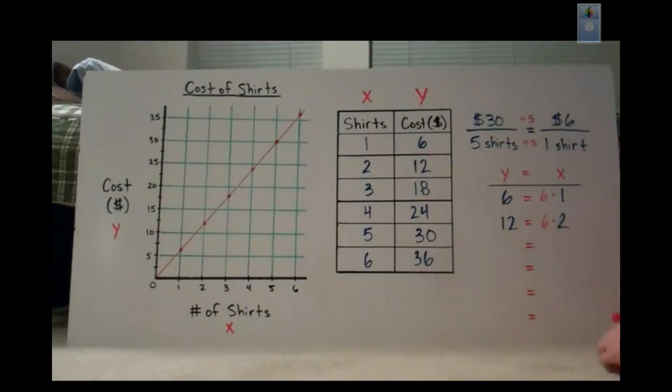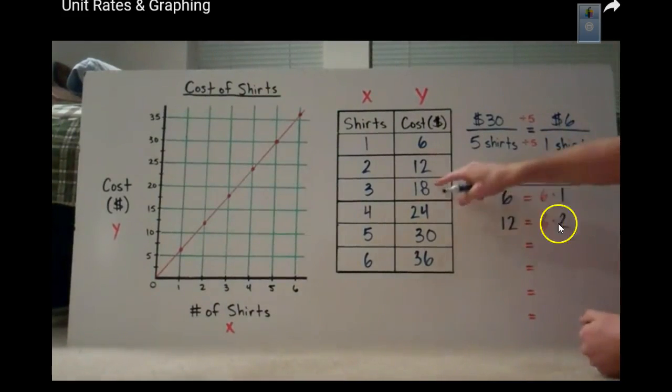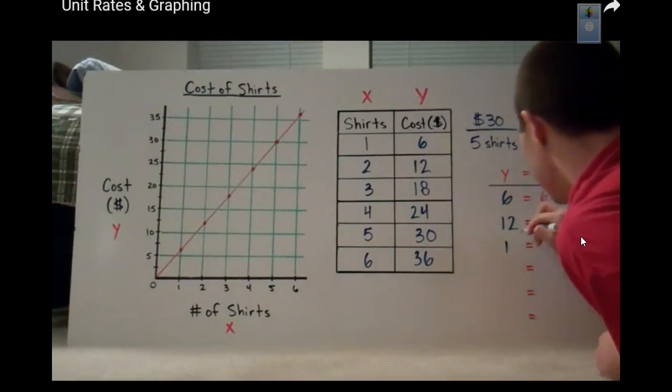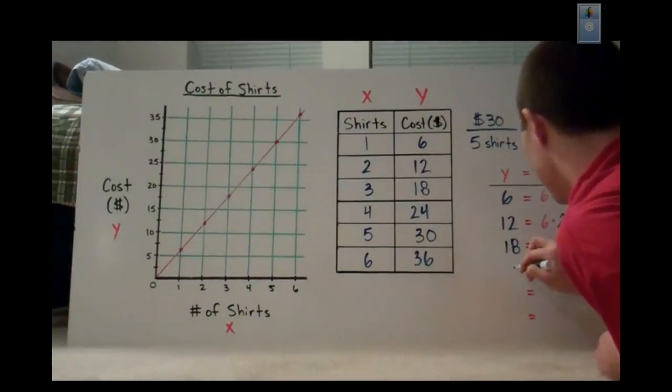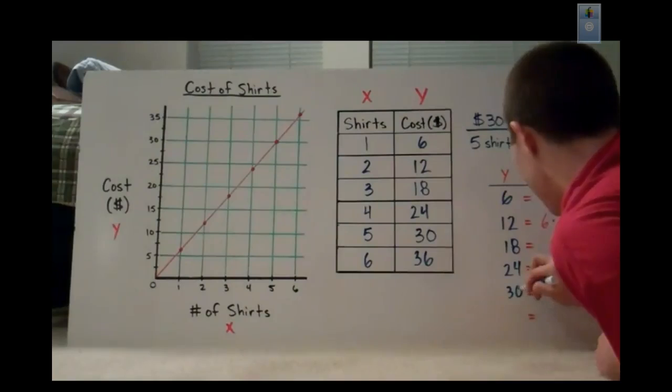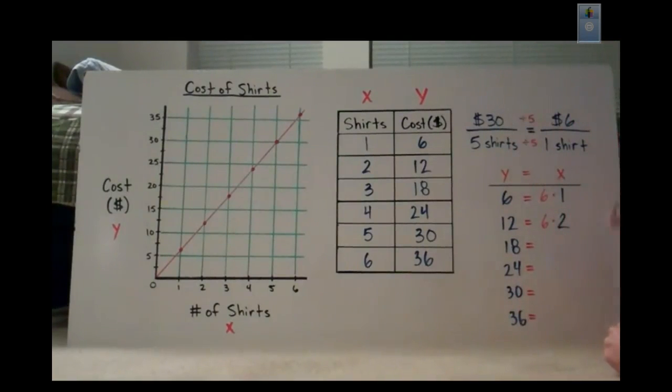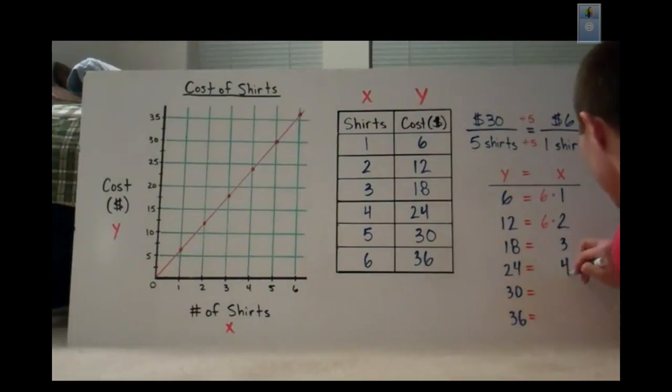So let's just finish this. Leave out space. Y is 18, 24, 30, and 36. Your 18 equals 18, 24, 30, and 36. And then X is 3, 4, 5, and 6. So I'm going to write in 3, 4, 5, and 6.